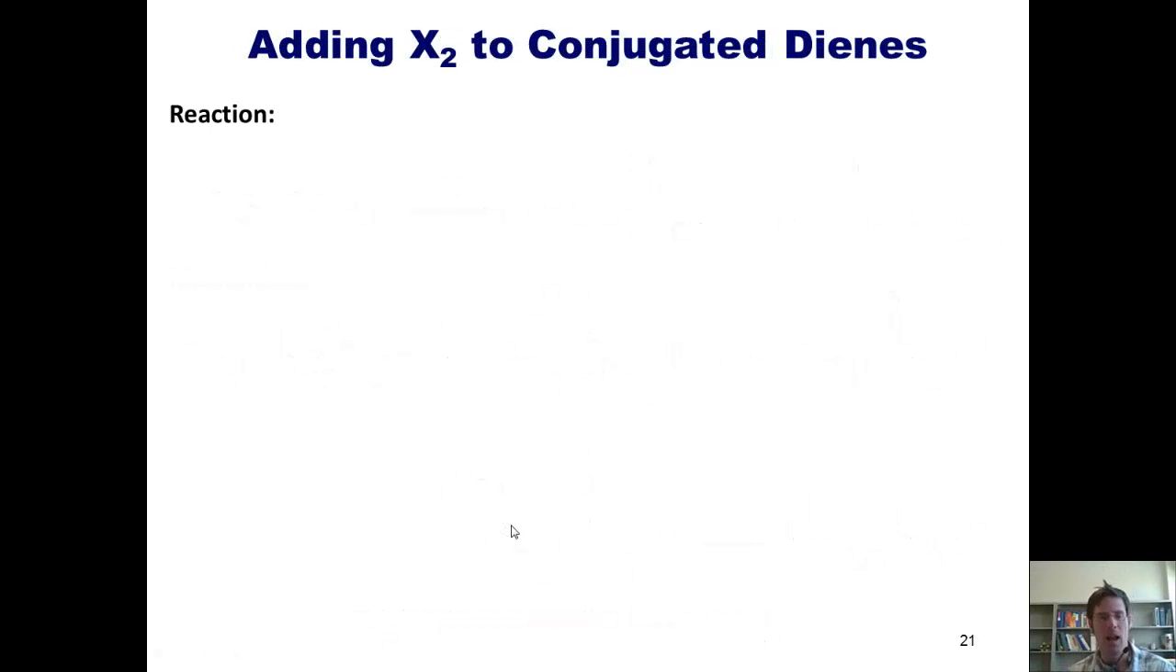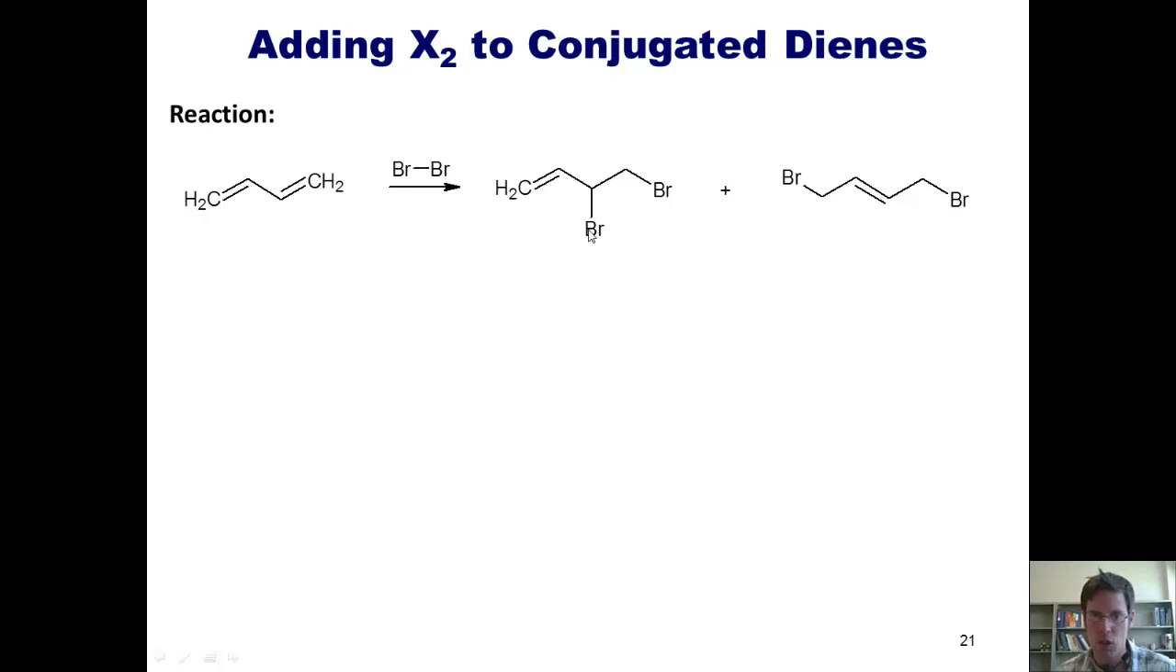Let's try adding a halogen to our diene. As expected, when we take a diene and add a halogen such as bromine, we get 2 products, the one to the left and the one to the right. What is the mechanism?